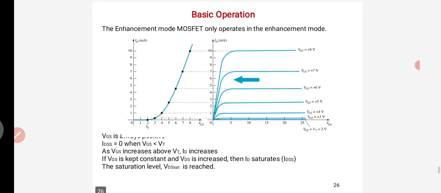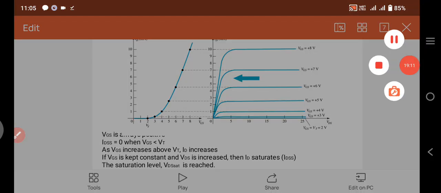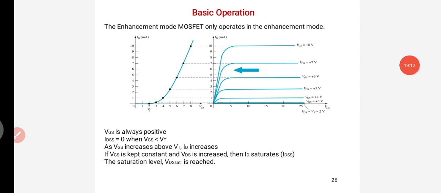So now let us go for the basic operation of this NMOS enhancement mode transistor. An enhancement mode MOSFET operates only in the enhancement mode. In case of a depletion mode MOSFET, it can be operated in depletion mode as well as enhancement mode. But enhancement mode MOSFETs are operated only in enhancement mode.